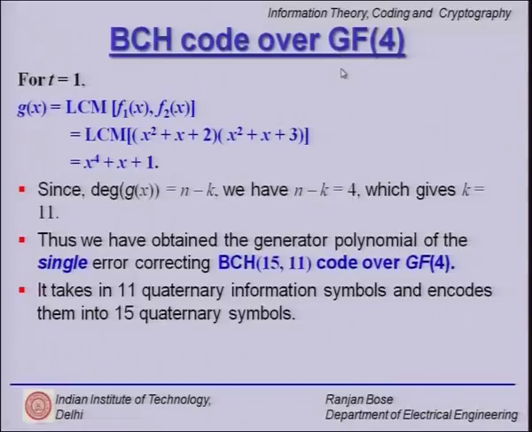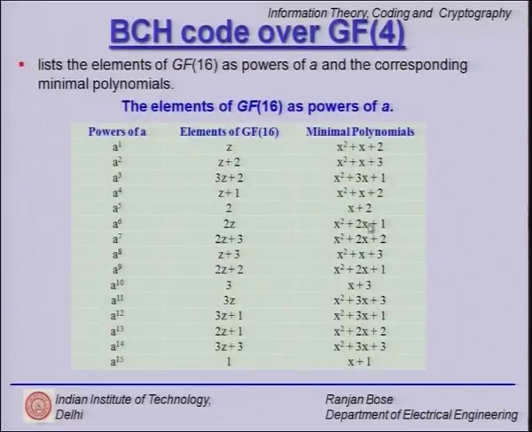Please note, in the earlier example we had a binary case. Here the codes will be designed over GF4. So, we are again back to square one. We would like to have a single error correcting code, t equal to 1, very mechanical. g(x) is the LCM of f1, f2, but please note this time the minimal polynomials are changed. They take coefficients from GF4. Please note, minimal polynomials have coefficients 0, 1, 2 and 3.